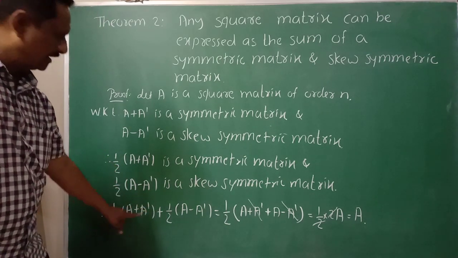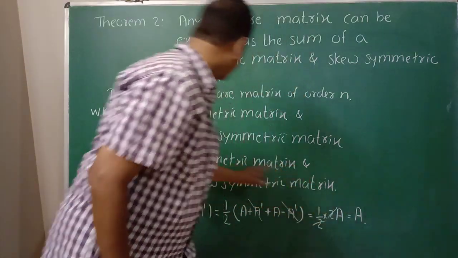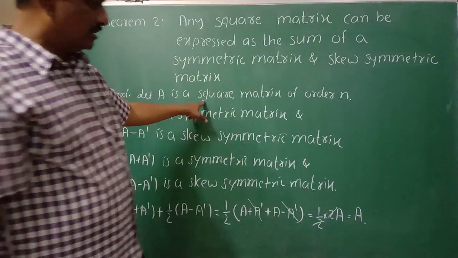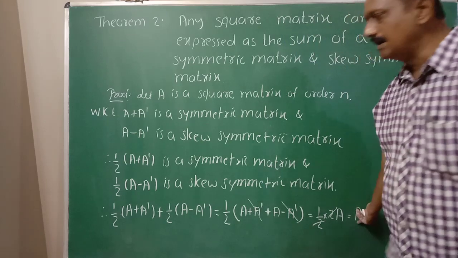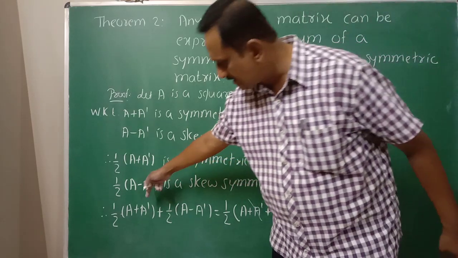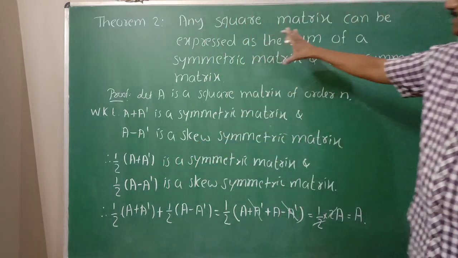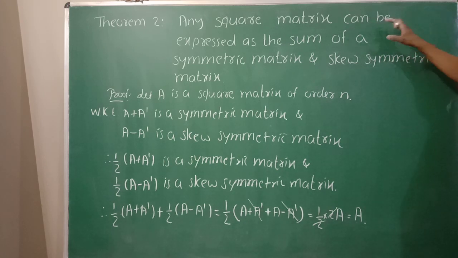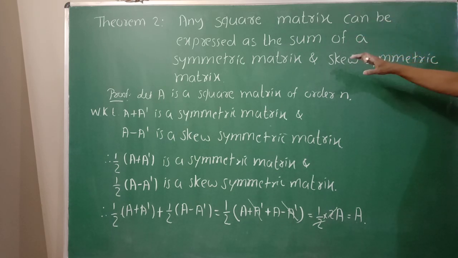Therefore, any square matrix, here A is a square matrix, can be expressed as a sum of a symmetric and a skew symmetric. This is the theorem: any square matrix can be expressed as a sum of a symmetric matrix and a skew symmetric matrix.